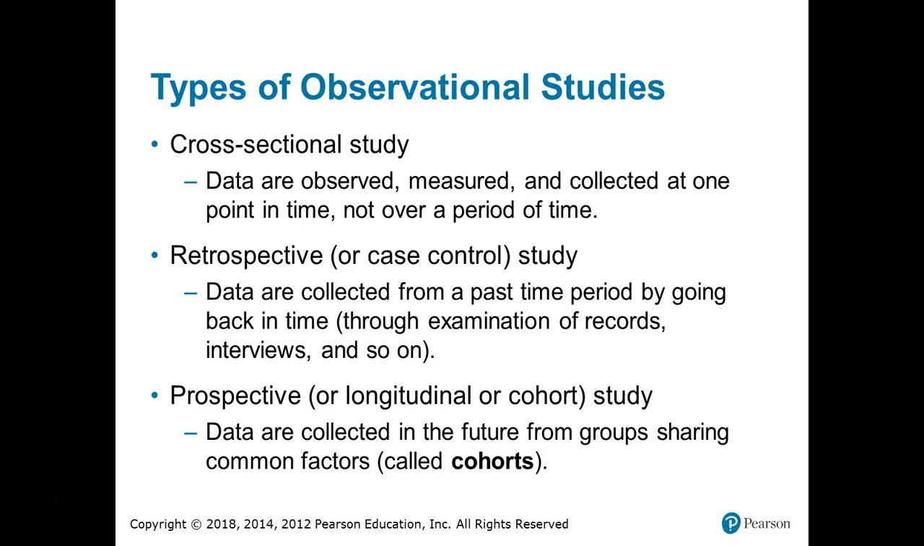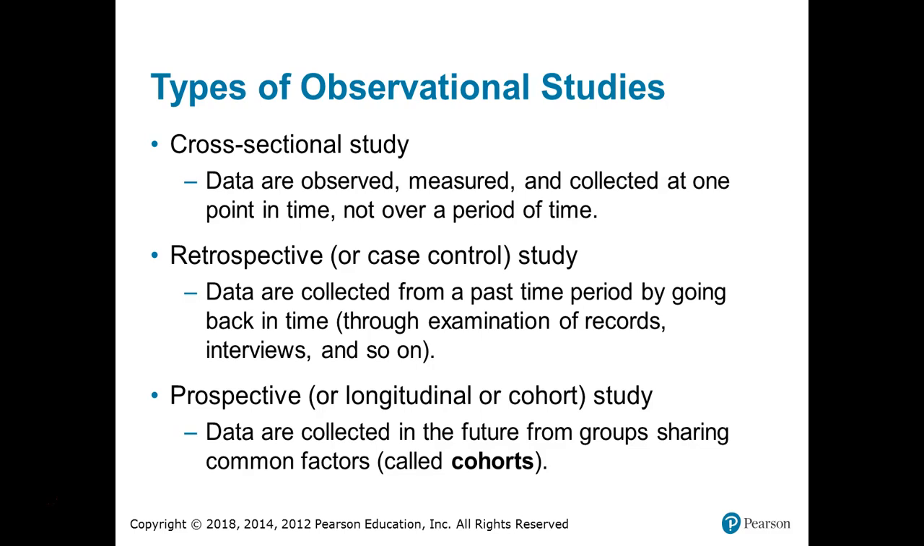Okay, types of observational studies. So now we're doing observational studies. Let's do a cross-sectional study. A cross-sectional study is where data is observed, measured, and collected at one point in time, not over a period. Retrospective or case study is where you are looking at data from a past time, and you're going back and looking through them to make your conclusions from them.